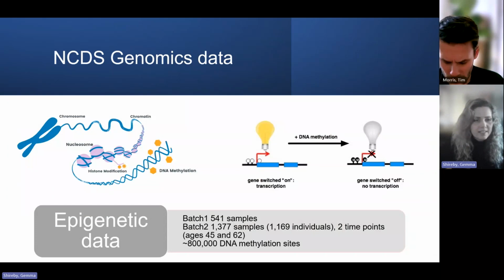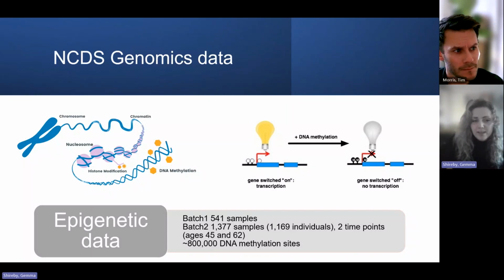Epigenetics are essentially chemical markers which go on top of your DNA, and this controls how genes are regulated. The epigenetic mark which we have is DNA methylation. This is the most common epigenetic mark. And essentially, when a gene is methylated, the gene is switched off, there's no transcription. And when it's not methylated, the gene is switched on.